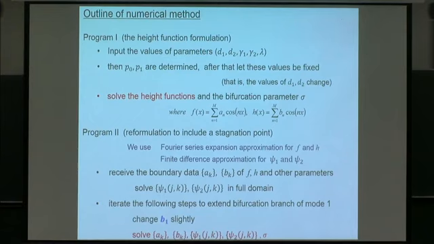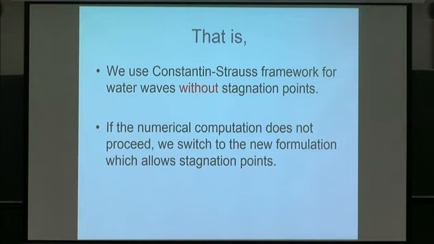Regarding approximations, we use a Fourier series expansion approximation for f and h and a finite difference approximation for psi 1 and psi 2. We iterate the following steps while changing b1 little by little. That is, we use the Constantin-Strauss framework for water waves without stagnation points, and if the numerical computation does not proceed, we switch to the new formulation which allows stagnation points.